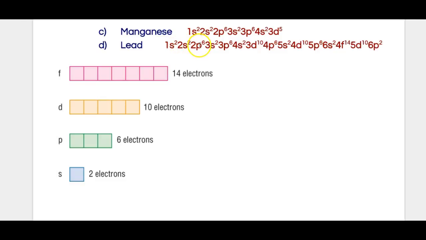1s2, 2s2, 2p6, 3s2, 3p6, 4s2. Then we go back down to 3d10, 4p6, 5s2, then down to 4d10, then over to 5p6, then down to 6s2, and now we jump to 4f14, and then the 5d10, and then the 6p2. So if you didn't get the answer, check in with one of your classmates to have them explain why that is the correct answer, and I will always go over this tomorrow with you if need be.